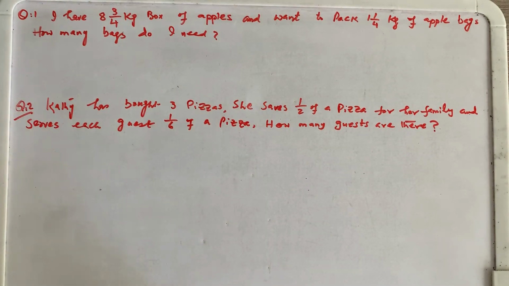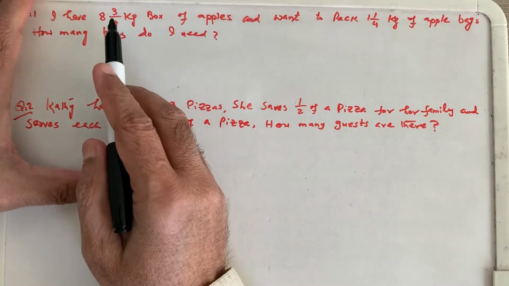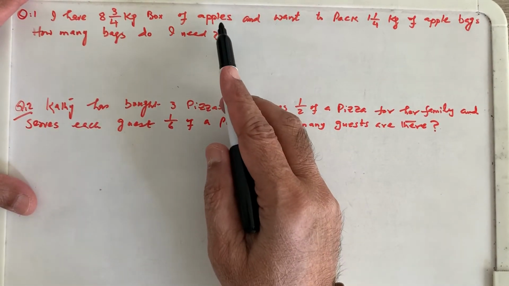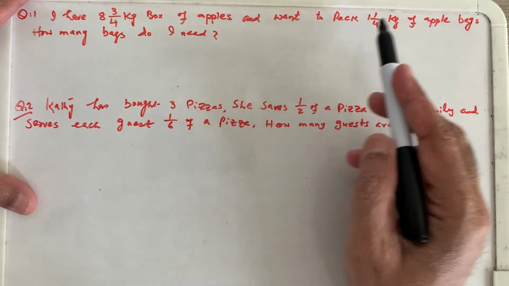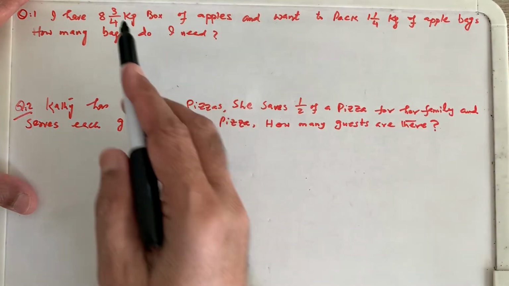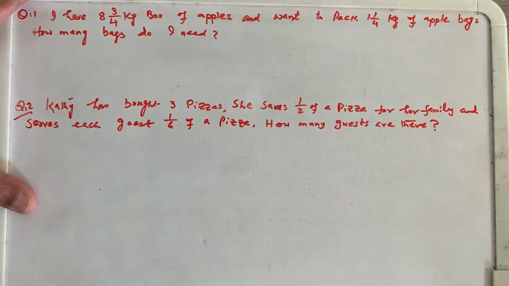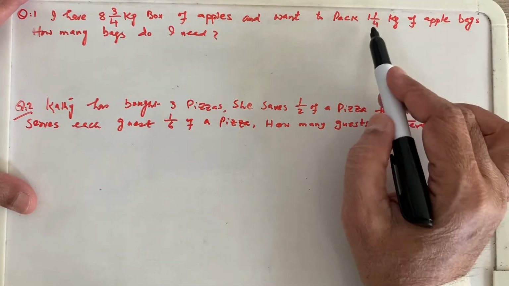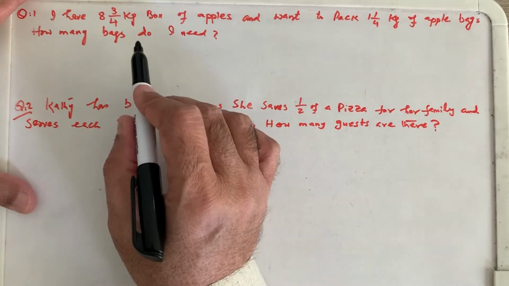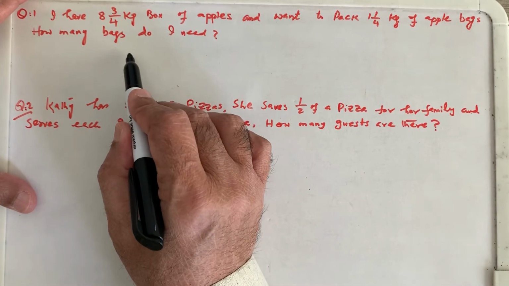I have an 8 and 3 by 4 kg box of apples, and I want to pack 1 and 1 by 4 kg apple bags, right? So she has a big box of 8 and 3 by 4 kg, and then I want to pack smaller bags of 1 and 1 by 4 kg. How many bags do I need? So that is the division question, right?